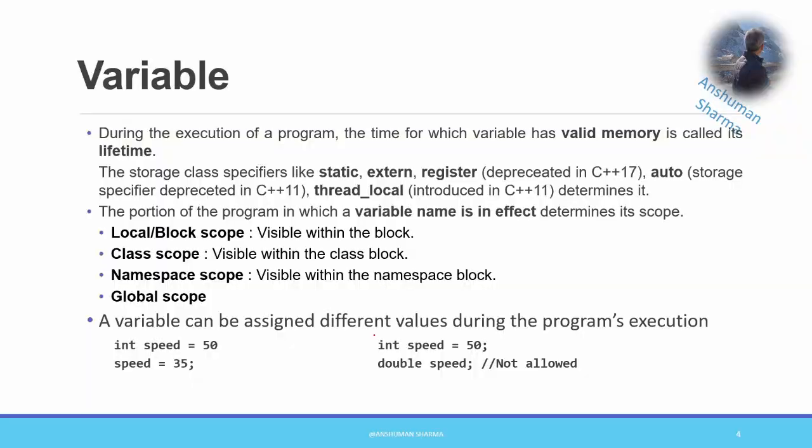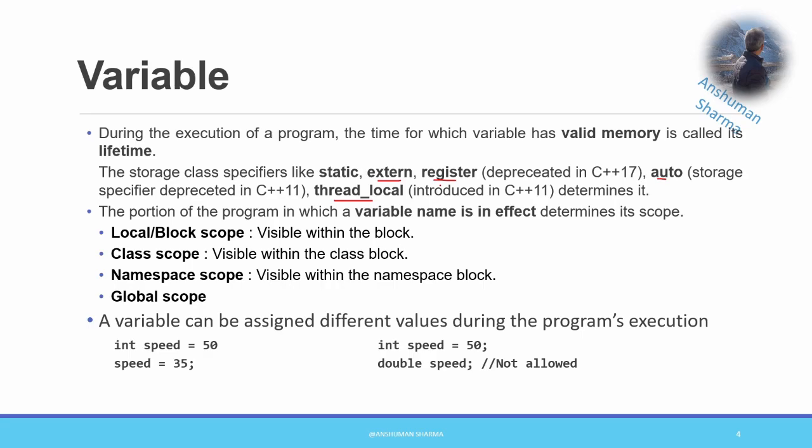Okay. The time for which a variable has valid memory is called its lifetime. Now the lifetime of a variable is specified using storage access specifiers, usually extern, register, auto. Then thread local was introduced, and register has been deprecated. So these storage access specifiers are used to specify the lifetime of a variable, that is, the time for which the variable has valid memory.